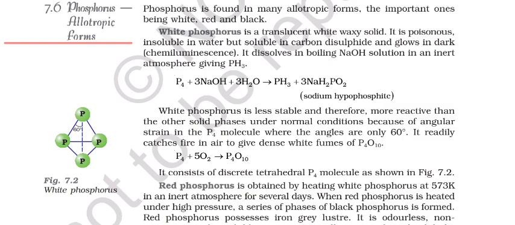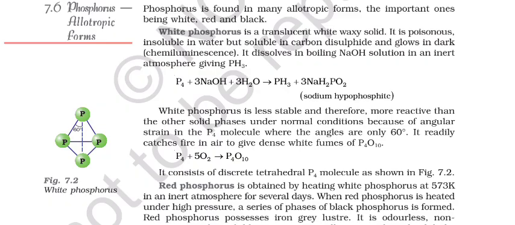Phosphorus allotropic forms. Phosphorus is found in many allotropic forms, the important ones being white, red, and black. White phosphorus is a translucent white waxy solid. It is poisonous, insoluble in water but soluble in carbon disulfide, and glows in the dark. It dissolves in boiling NaOH solution in an inert atmosphere, giving PH3. White phosphorus is less stable and therefore more reactive than the other solid phases.